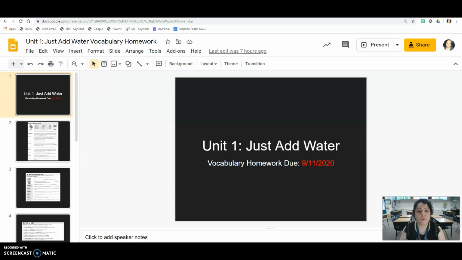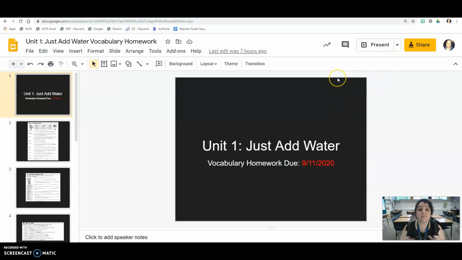So now I'm going to go over the vocabulary homework. What you can see in front of you is the homework that's been shared with all of the students. Unit 1, Just Add Water vocabulary homework. On the front page, it tells you that it's due this Friday.